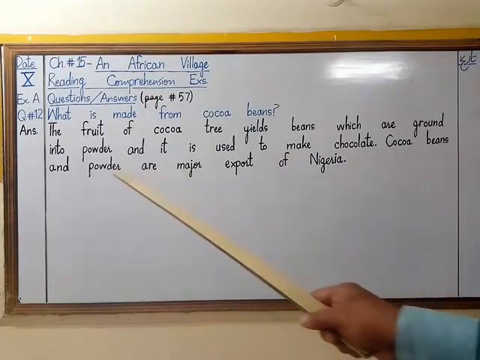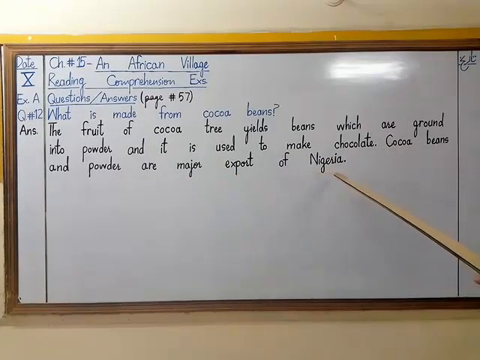Cocoa beans and powder are major export of Nigeria, and this is what we discussed in the chapter. Apart from these 12 questions which are given in the book, I have 2 more questions to cover. And the 2 more questions that I am getting written down have been coming in our board papers in previous years. So we have to cover these 2 more questions in order to fully cover the board examination question answers. Okay, so I will write down the question on the board, you may copy it down.